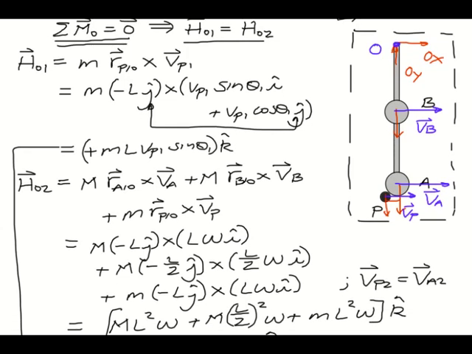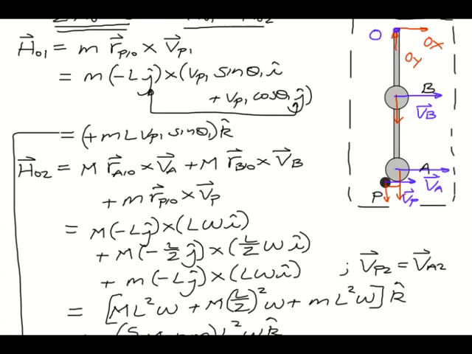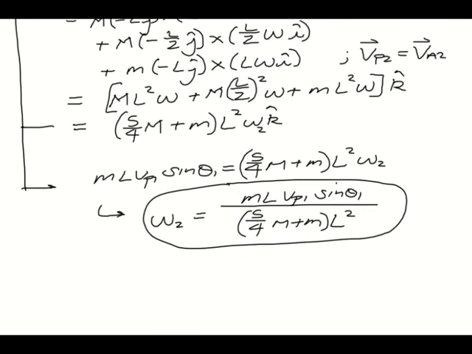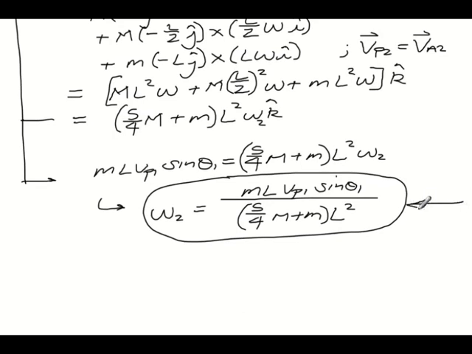Here just writing out H initially, only P moves, so it's r cross mv for P. After impact, A, B, and P all move, so we have to write down r cross mv for each one of those, add them up, and basically just remember that when P hits A, it sticks, so whatever A does, P does. Velocity of B is L over 2 times omega. Speed of A is L times omega. Substitute all that in there, use our conservation of angular momentum, and we get the angular speed of the bar after impact.